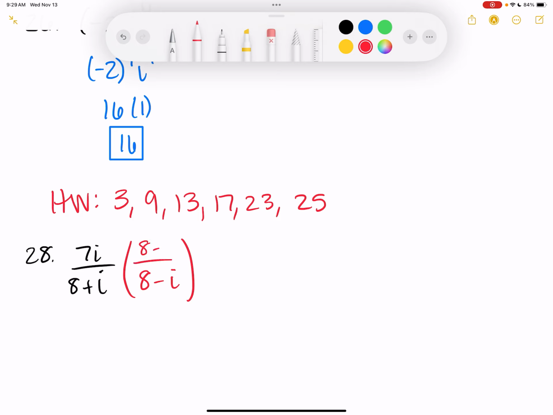Because they're opposites. You're getting rid of the other one. Because you're getting rid of the i. What are these? Opposites. Difference of squares. What is a difference of squares? The thing that we learned in 4.3.